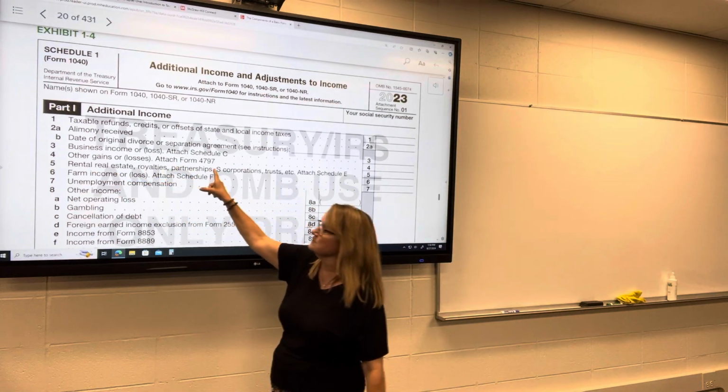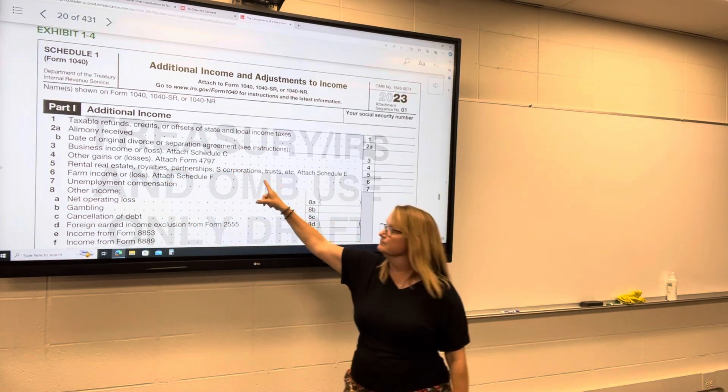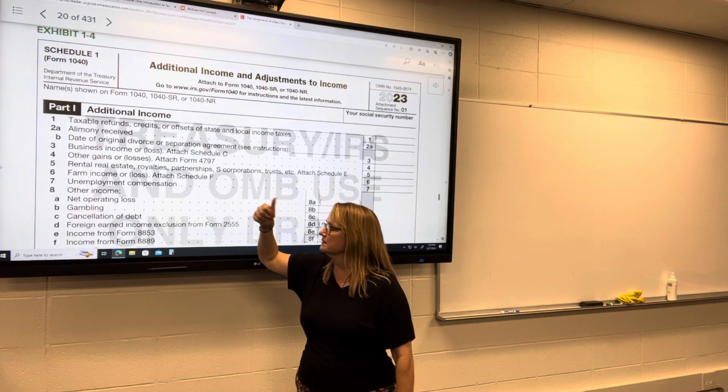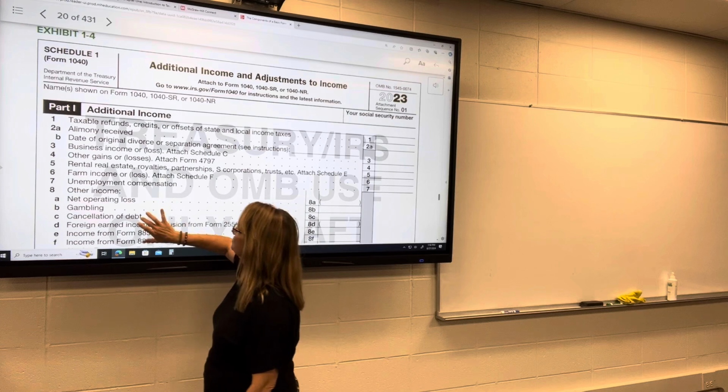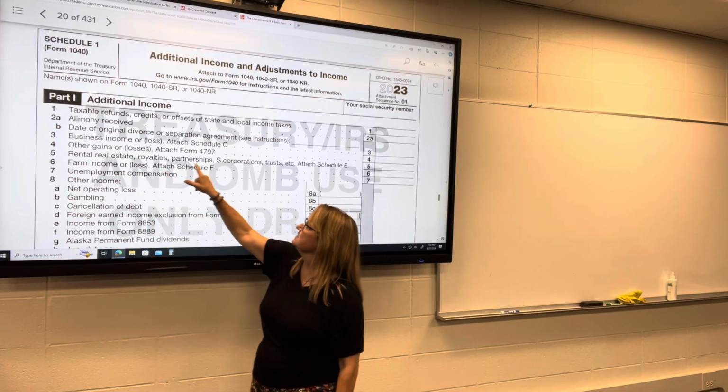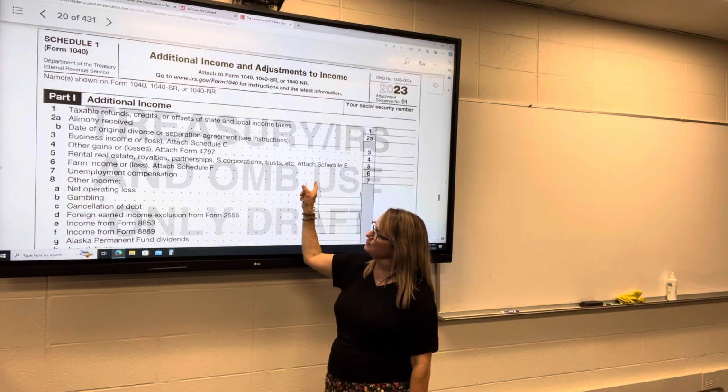Other gains or losses, we're going to talk about that in chapter 7. That could be like sales of business assets and that sort of thing. Rental real estate, this is chapter 8. Real estate royalties, partnerships, S corporations, those are the flow-through entities.